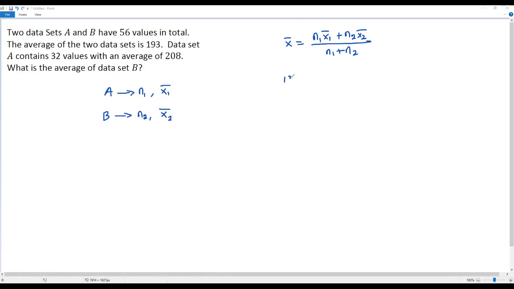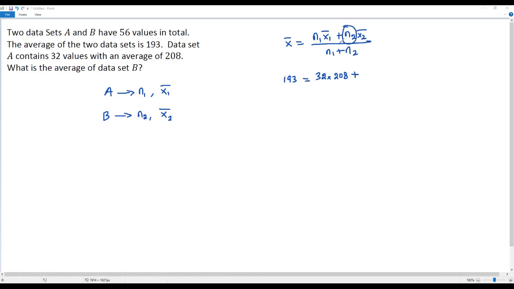We can plug in 193 for x bar, and we know that n1 is the number of values in the first data set, that is data set A. According to the information in data set A, we have 32 values, and this 32 is the value we have for n1. Let me plug in 32 for n1. And x1 bar is the average of data set A, that is 208. Let me plug in 208 for x1 bar.